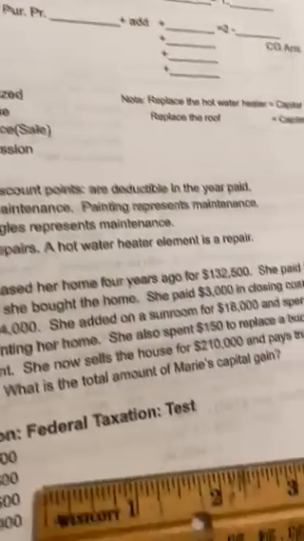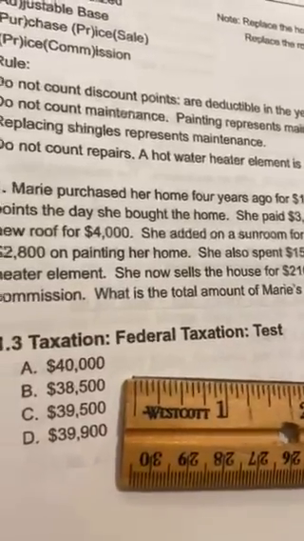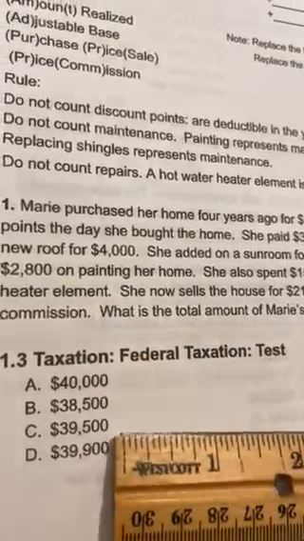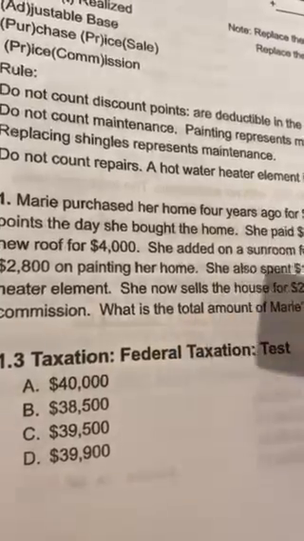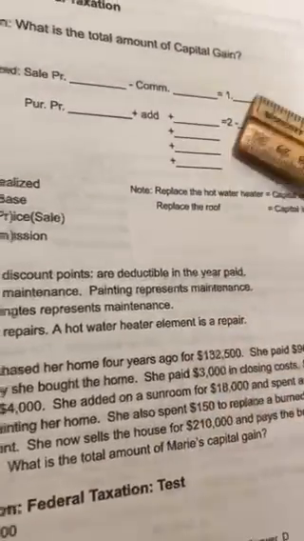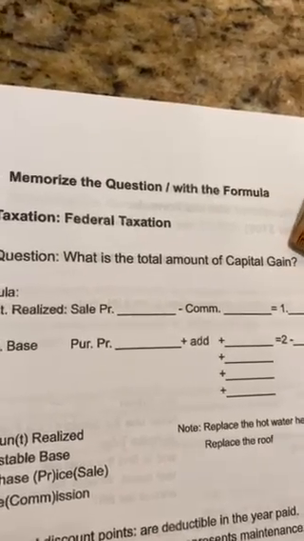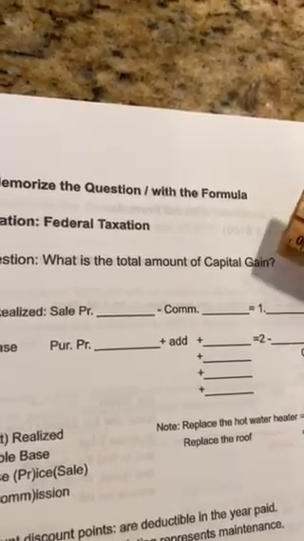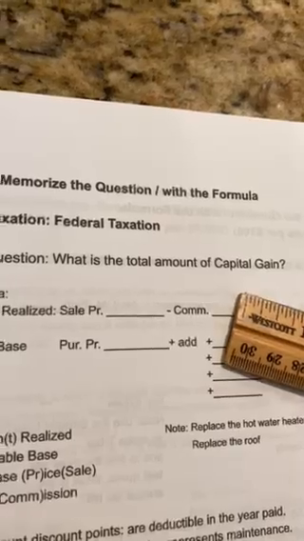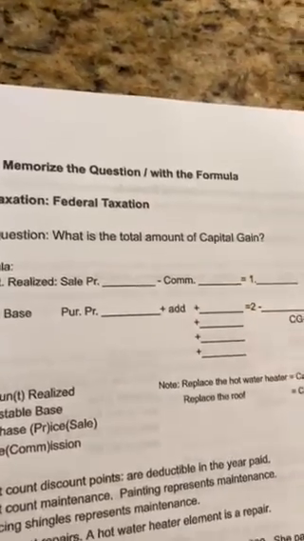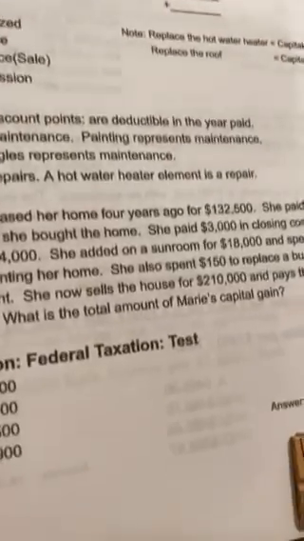Also on your page, you have answers, just like on the state exam, A, B, C, or D. And when you finish your problem and plug it into your formula, remember to memorize the question, what is the total amount of capital gain? Memorize your formulas, line 1 and 2. And also the answers given on the page.